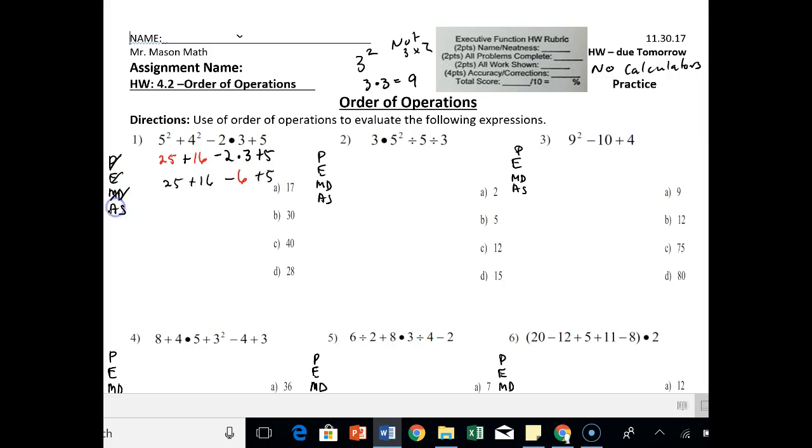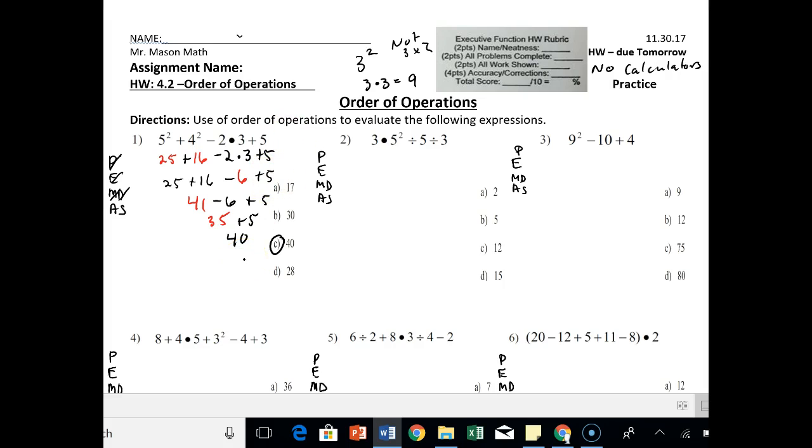There's no division, so we cross that off, and we go right into our addition and subtraction. We move it left to right. So 25 plus 16 is actually 41 minus 6 plus 5. Oops, I forgot to put 41 in red for you. 41. And then we do 41 minus 6, which is 35. 35 plus 5. And 35 plus 5 is 40. So you're looking for your answer right there. There it is, C. And again, notice how it makes that nice V shape.